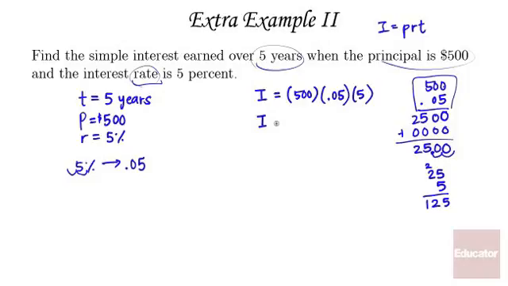So the amount that I make is $125. This is how much the bank is paying me, okay, for putting $500 into the account for 5 years with 5% interest. Then this is how much I make in those 5 years.